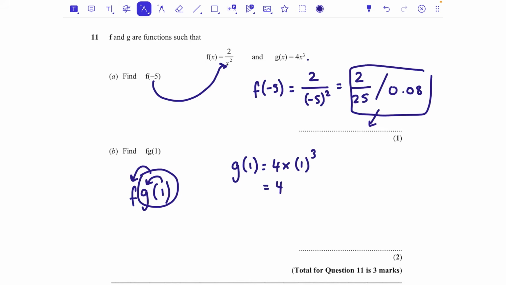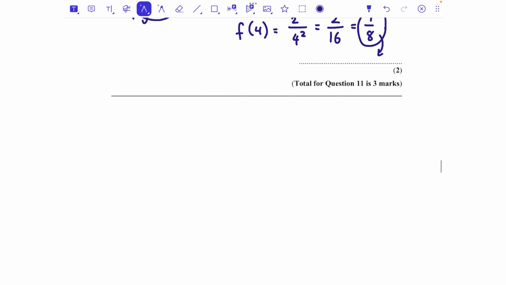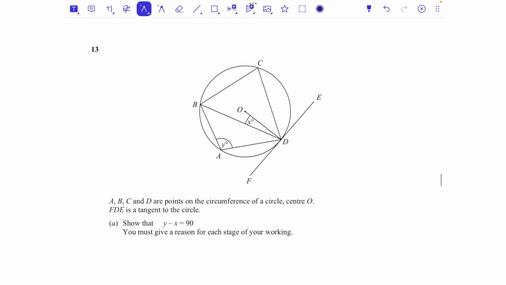We're then going to take that 4 and put it into f. So you're always working from the inside out. 1 into g, that answer into f. So f of 4 is then 2 over 4 squared, which is 2 over 16, which is 1 over 8. And that would be your final answer for that one. 2 over 16 would be fine. It didn't say you had to simplify it, so you're all good.